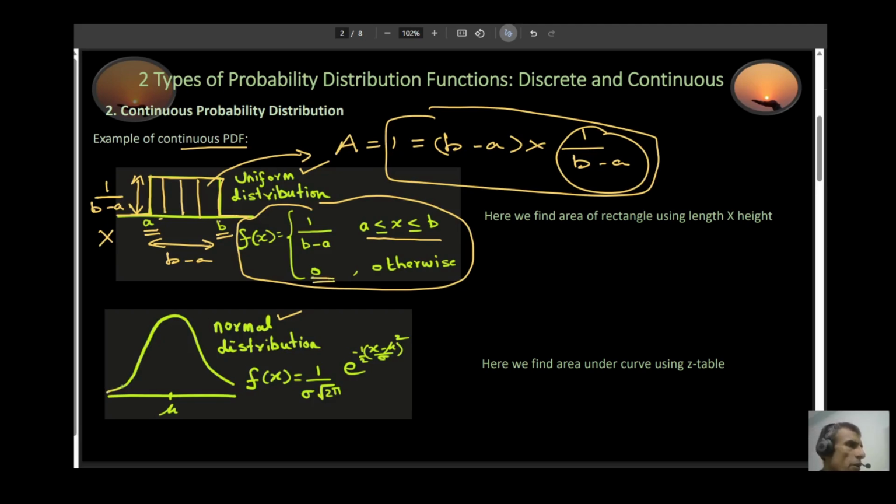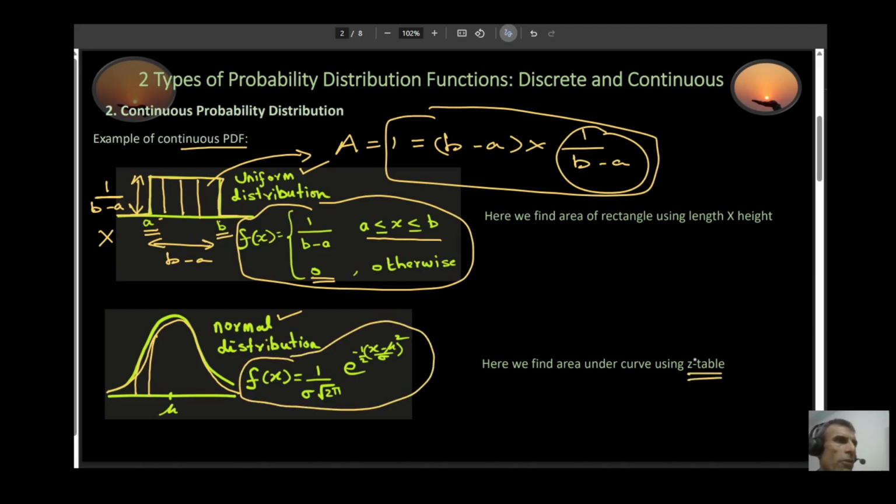Then you have the normal distribution curve right here. Another name for that is Gaussian. In this case, you can find the area very easily. This is the function, by the way, but you don't have to integrate this function. You can find the area using this z table.